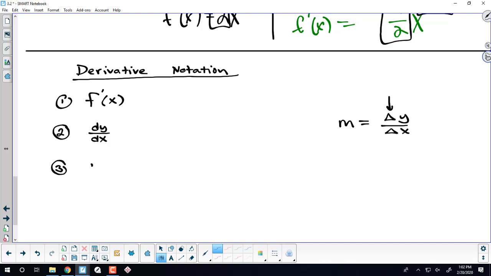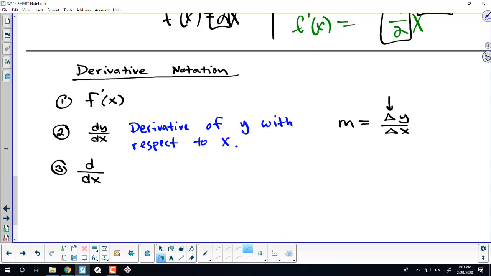Sometimes we'll write d over dx. So in all of these notations, it's telling us take the derivative with respect to the variable x, and that's kind of what this is saying. It's this notation here in number 2. We interpret it as the derivative of function y, or whatever's on top, the derivative of y with respect to the variable x. So that independent variable is on the bottom, and the function's name is on top.